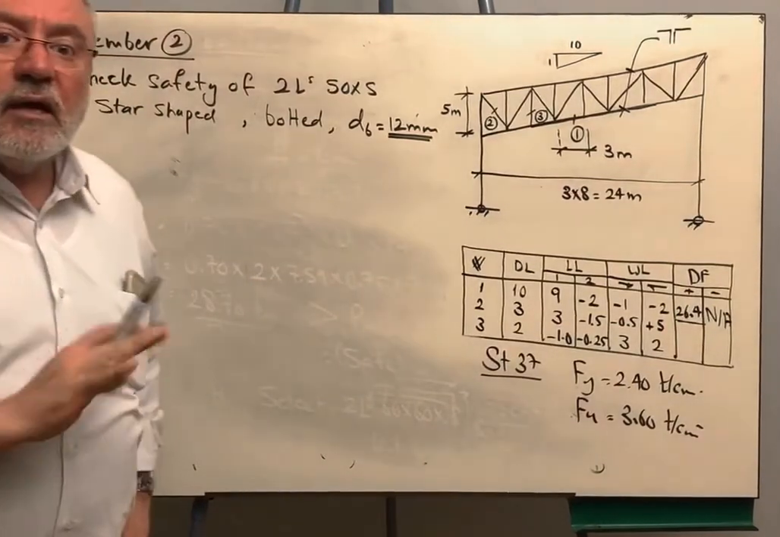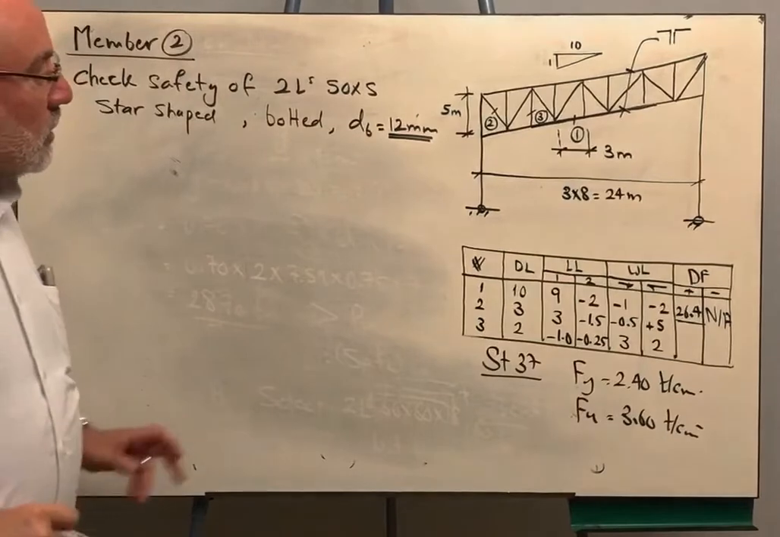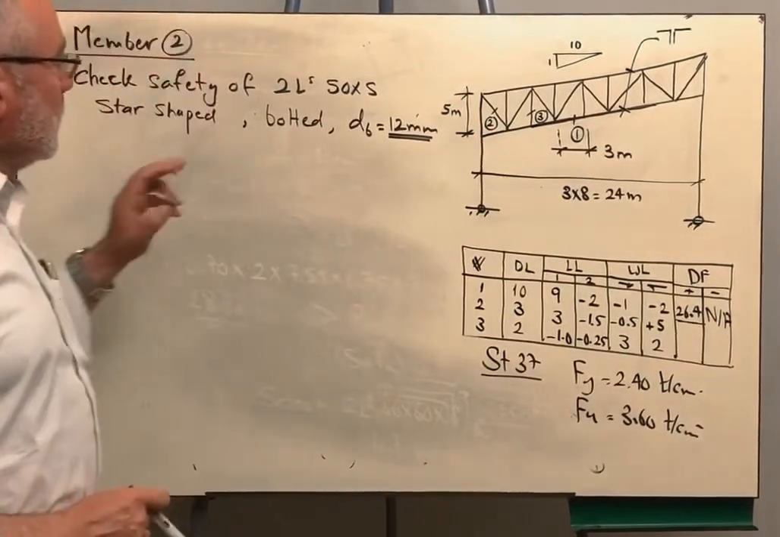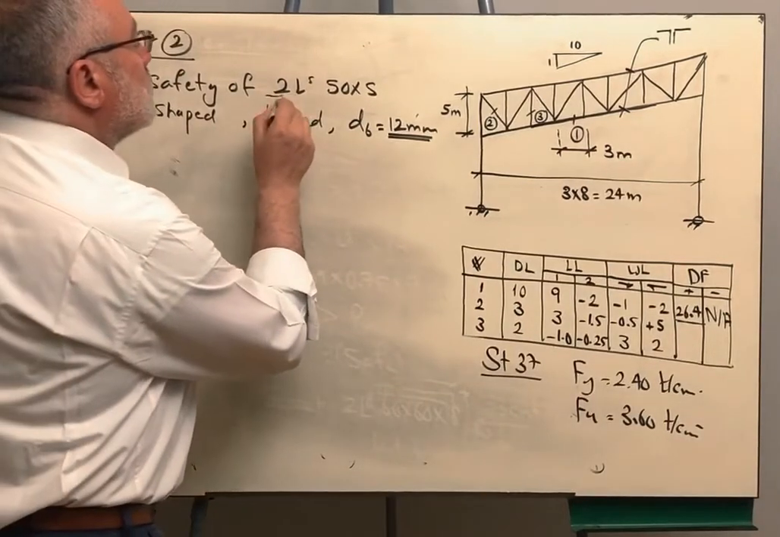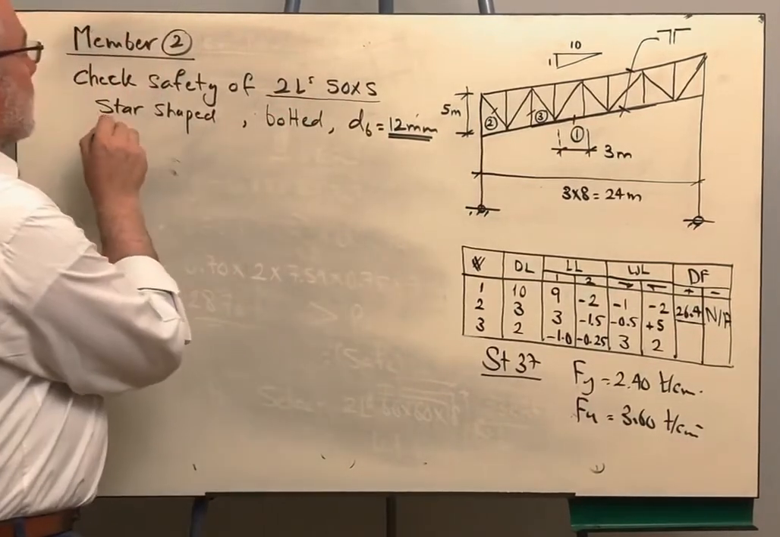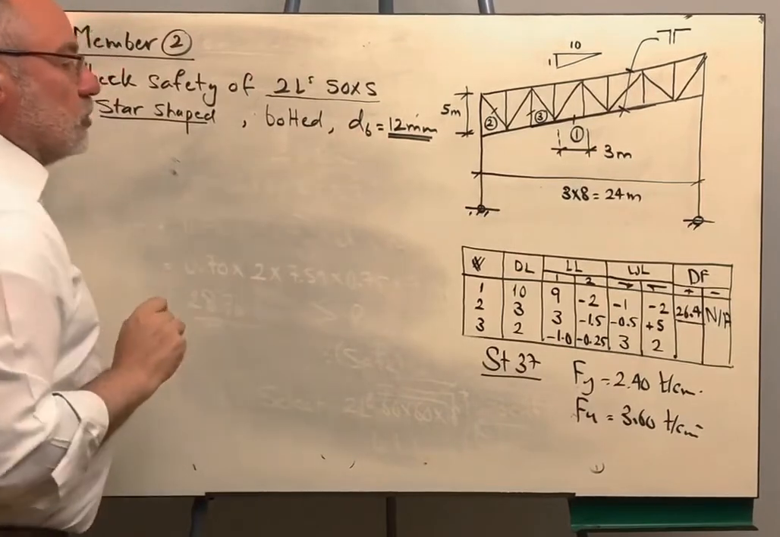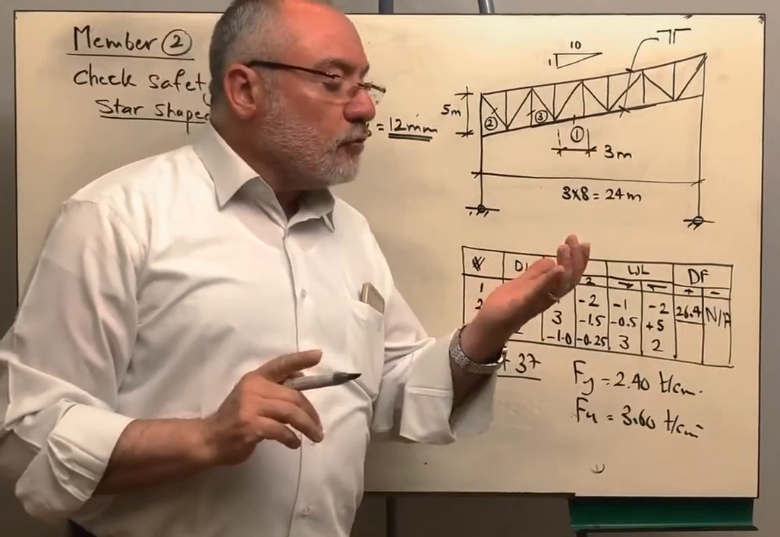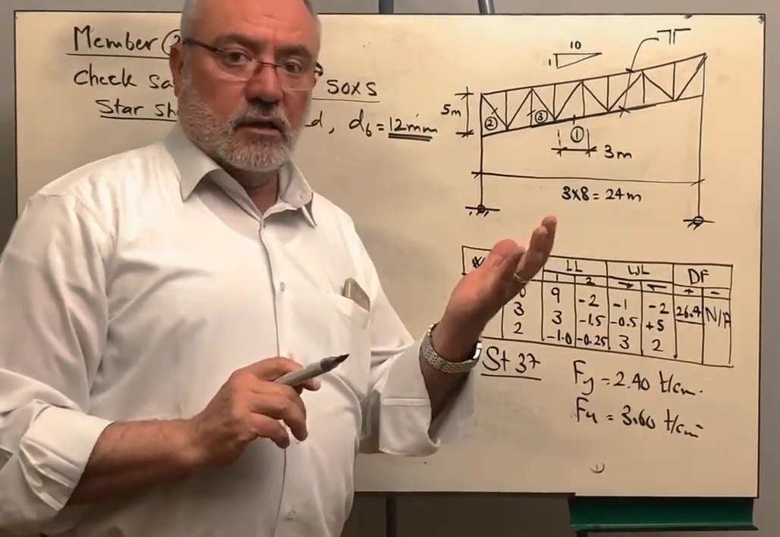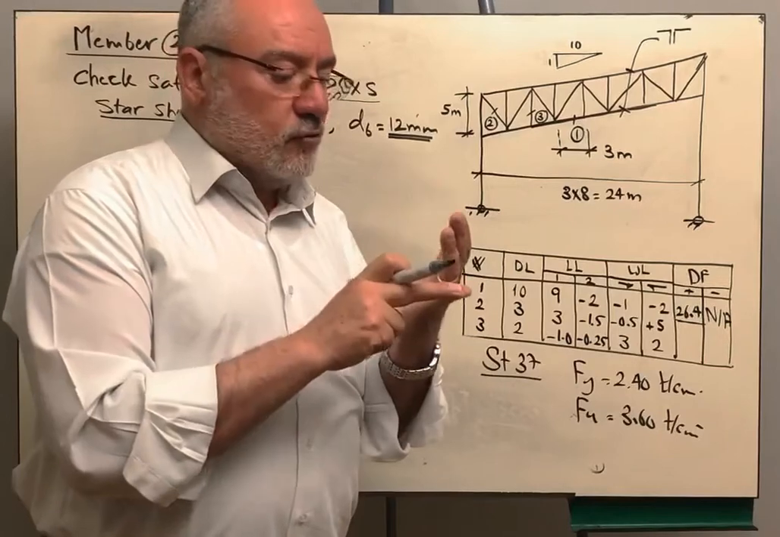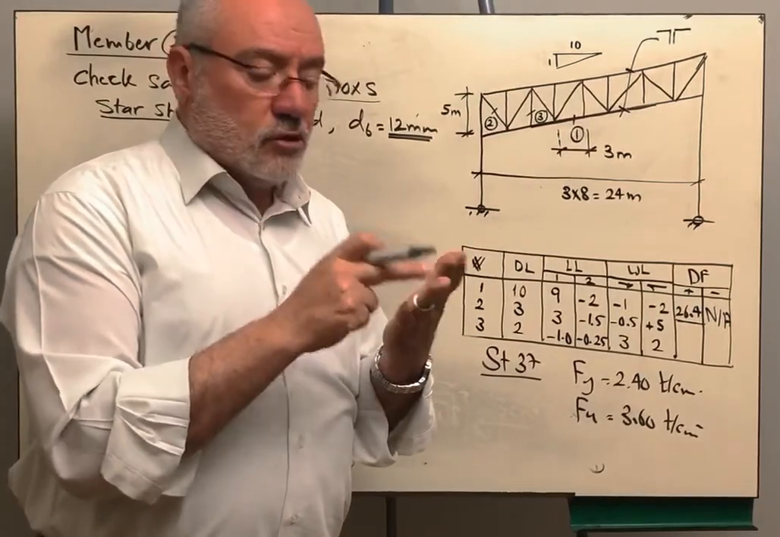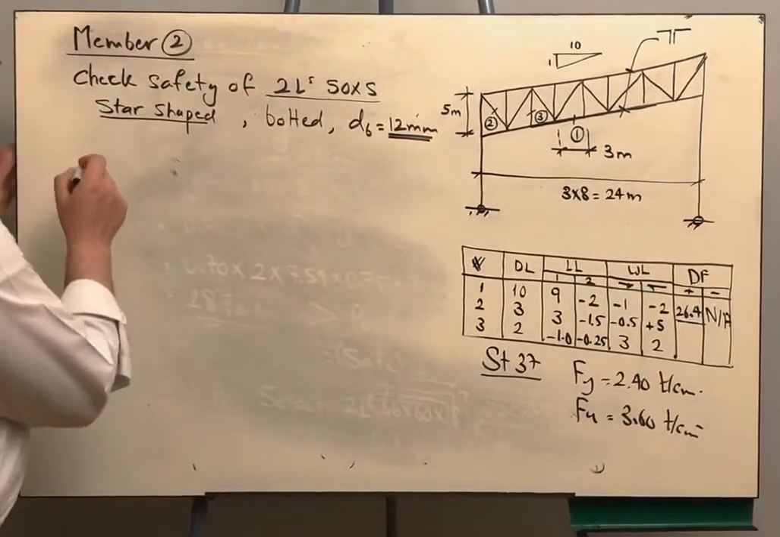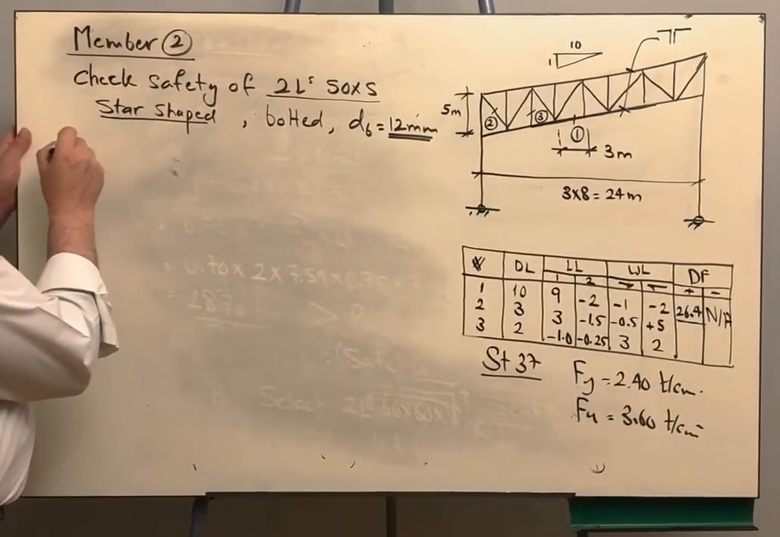This is a different style of asking you the question. Now in member 2, I don't want you to design. I told you that this member is already composed of two angles 50 by 5 star shaped and the connections are bolted. Please verify that this section is satisfactory. We have to check satisfaction of the design force, the construction condition and the strength condition. So we will start with the design force.